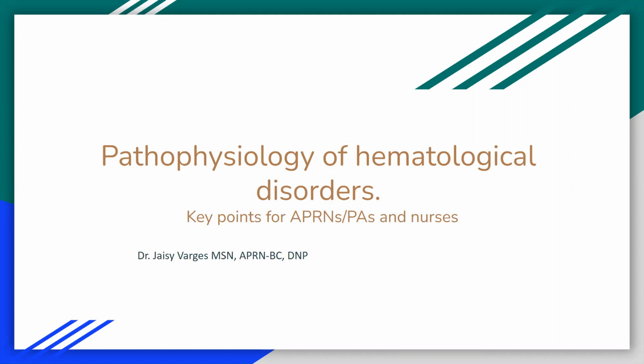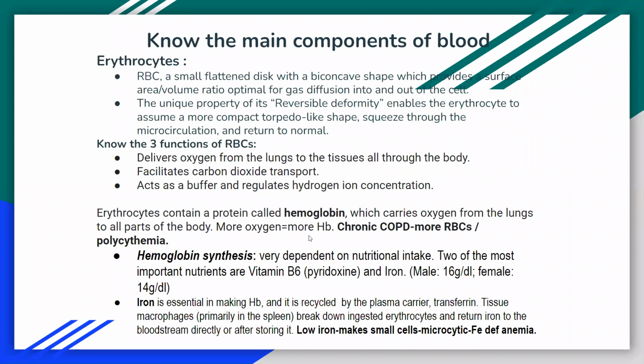I am focusing on the hematological disorders, which has key points for APRNs, PAs, and nurses who are struggling to understand the pathological disorders and the hematological conditions. These slides are generated with basics to disease conditions, where you can focus on the clinical indicators and identifying them. The first slide is components of blood: erythrocytes, leukocytes, thrombocytes.